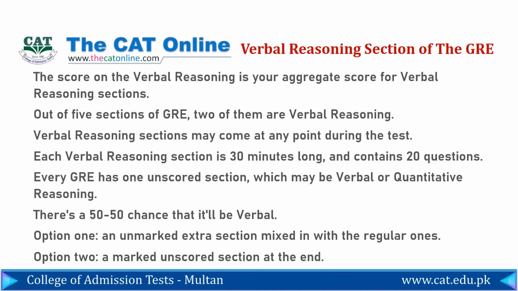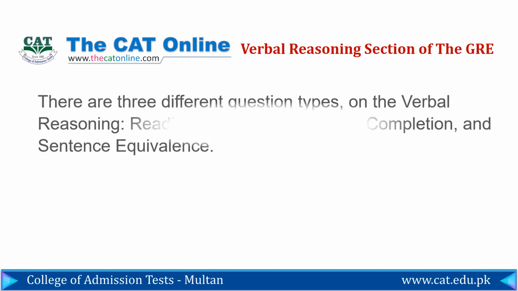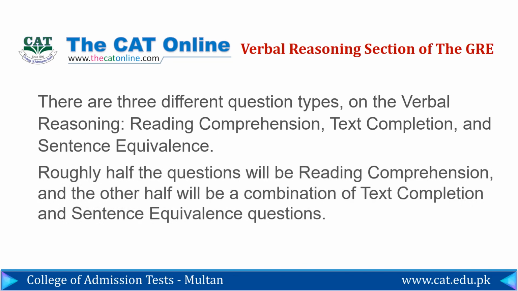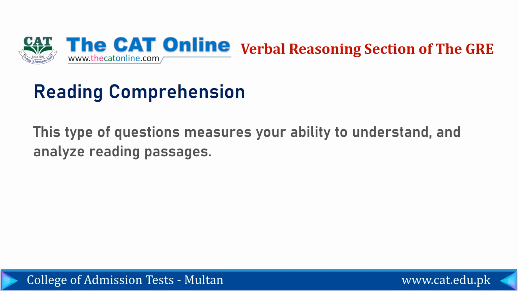Now, let's talk about the different kinds of questions that you'll see on each one of those verbal reasoning sections. There are 3 different question types on the verbal reasoning: reading comprehension, text completion, and sentence equivalence. Roughly half the questions will be reading comprehension, and the other half will be a combination of text completion and sentence equivalence questions. Reading comprehension questions measure your ability to understand and analyze reading passages.